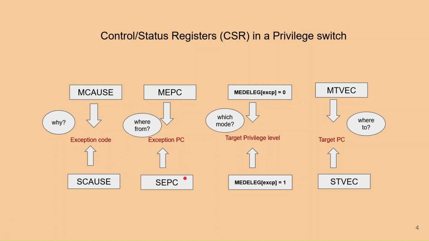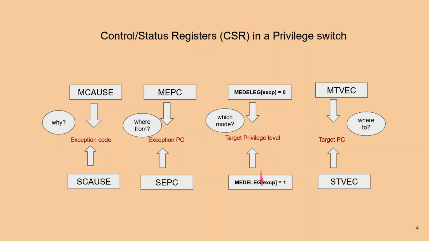The MEPC and the SEPC CSRs hold the program counter of the instruction that was interrupted or the one that caused the exception. During a return from the trap handler, the MRET or the SRET instruction is executed, and the execution will resume at the address specified in the MEPC or the SEPC CSRs.